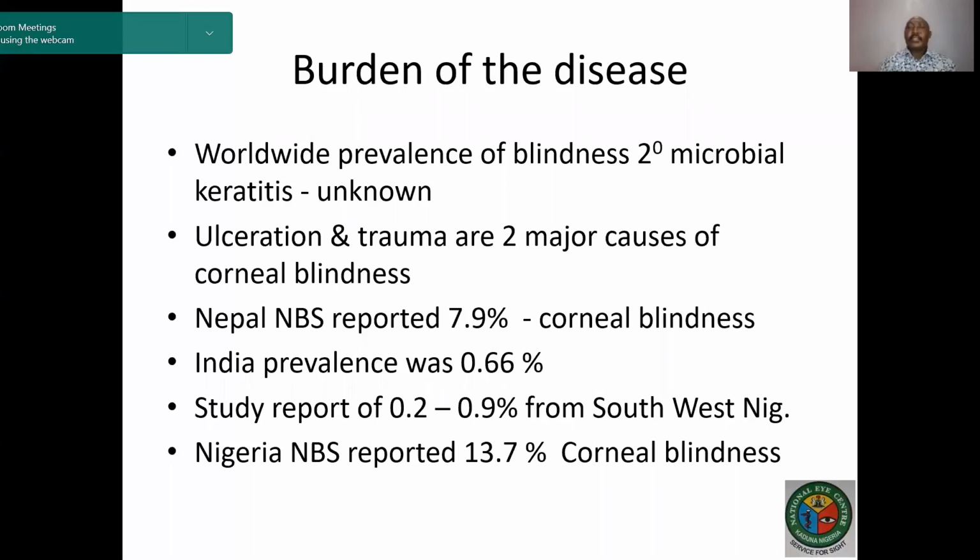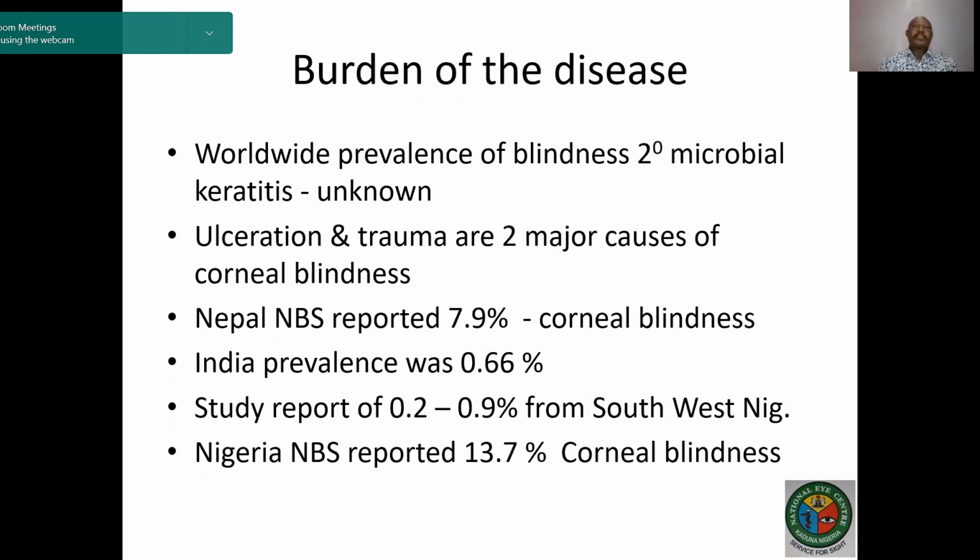The burden of the disease is still with us, and generally, the prevalence of corneal blindness secondary to microbial keratitis is unknown. However, we do know that a lot of studies have shown some form of reports. From Nepal, for example, the National Blindness Survey gave a figure of 7.9 as a result of corneal blindness.